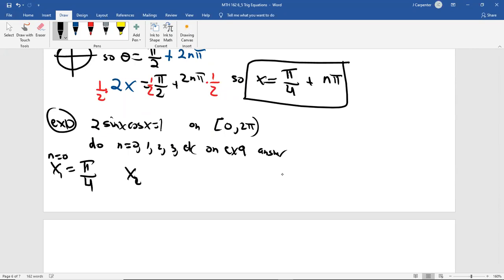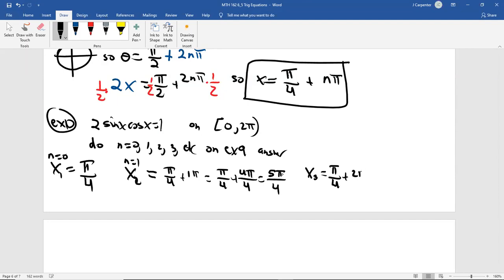Second solution, which would be n equals 1, would be pi over 4 plus 1 pi, which is pi over 4 plus 4 pi over 4, which is 5 pi over 4. And that's not too big. If it was 9 pi over 4, that would be too big. If it was 8 pi over 4, that would actually be too big because it's exactly 2 pi, and that's a parentheses. If there was an x3, you'd be doing pi over 4 plus 2 pi.